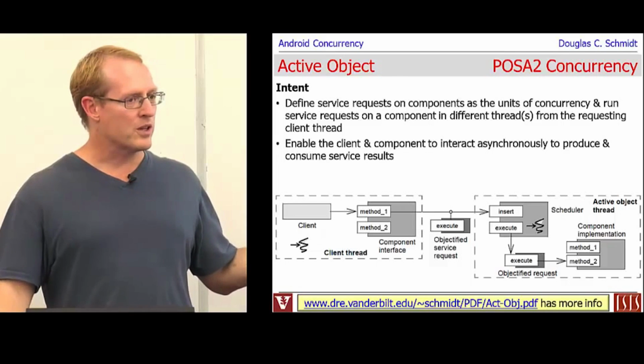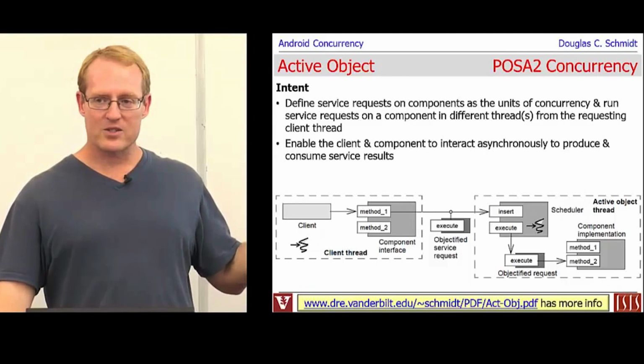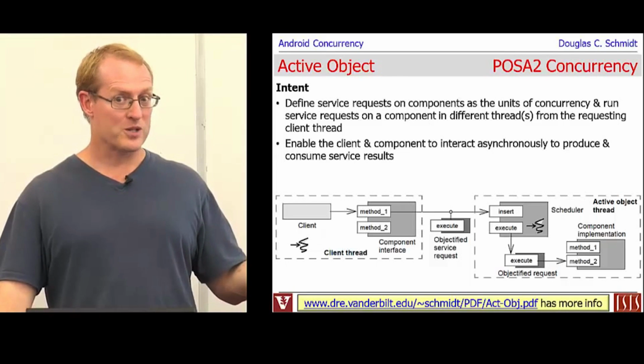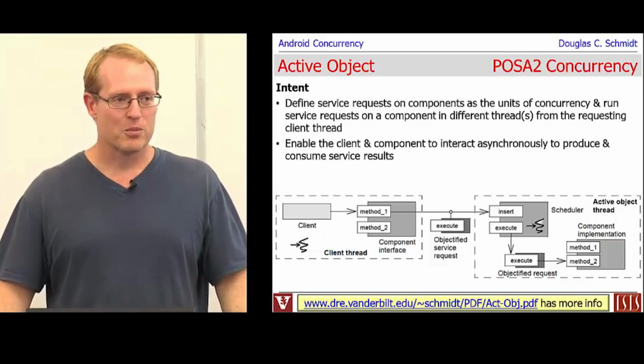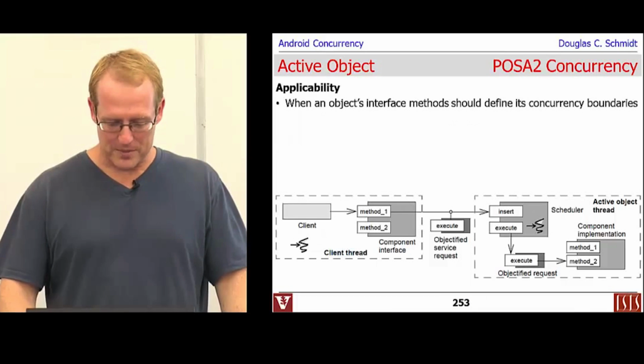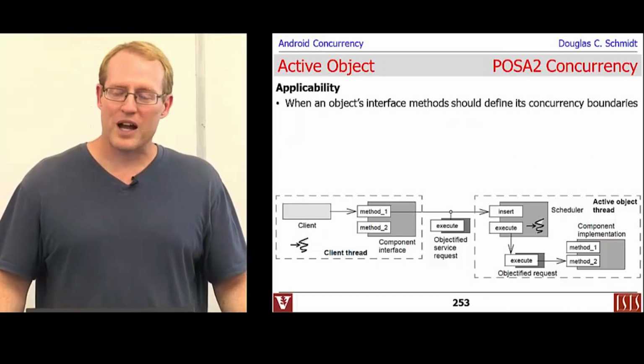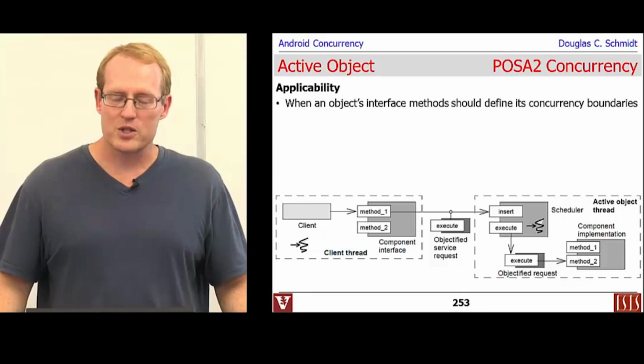There's a paper that talks more about this that's on my website. You can also take a look, of course, at the POSA 2 book, which is where the full-blown pattern is described. Okay, so when would you want to apply this pattern? What would be the circumstances under which this pattern would make sense?